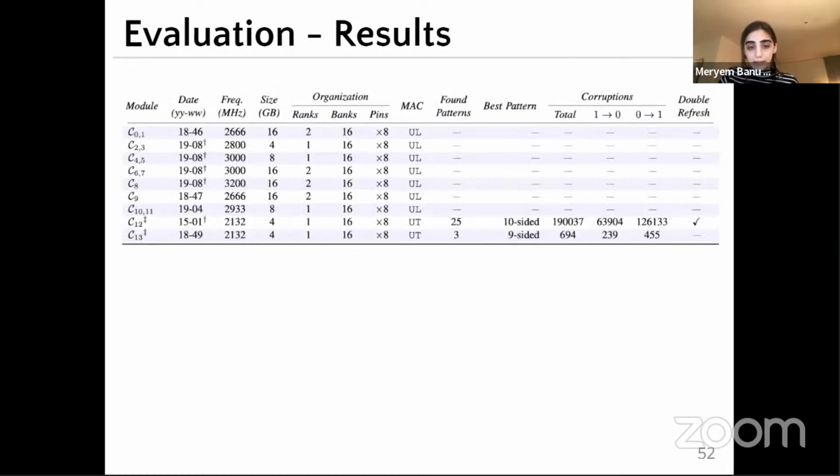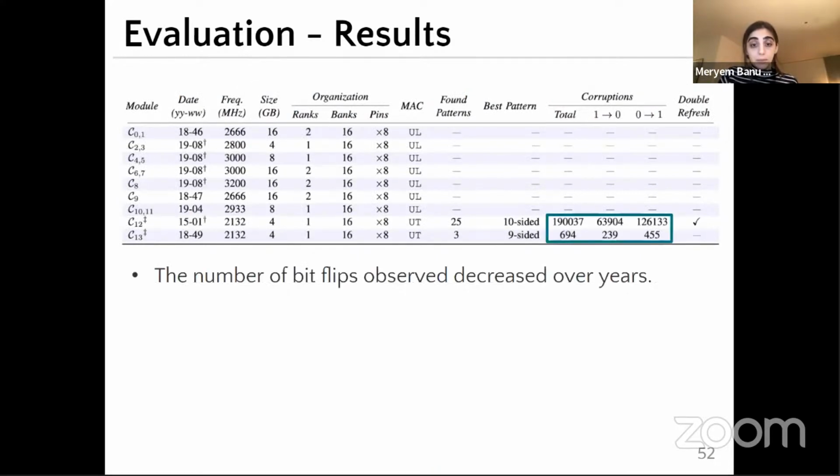And for vendor C, TRRespass can induce bit flips for modules C12 and C13. C13 is a newer module compared to C12, and the number of bit flips observed reduced drastically between these two modules, suggesting that in-DRAM TRR has improved over time.